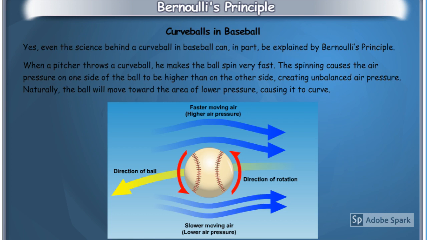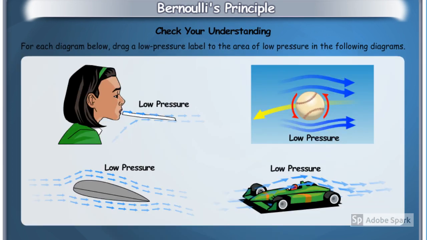Curveballs in baseball. Yes, even the science behind a curveball in baseball can, in part, be explained by Bernoulli's principle. When a pitcher throws a curveball, he makes the ball spin very fast. The spinning causes the air pressure on one side of the ball to be higher than on the other side, creating unbalanced air pressure. Naturally, the ball will move towards the area of lower pressure, causing it to curve.